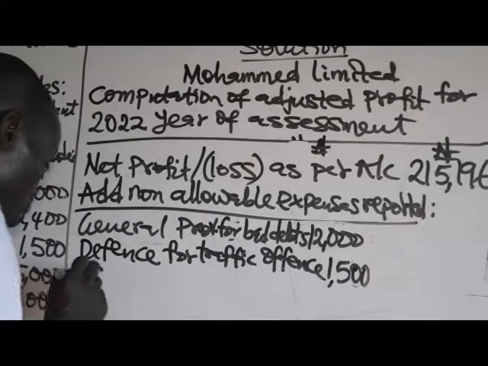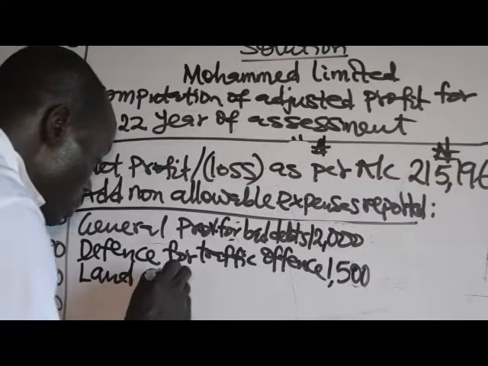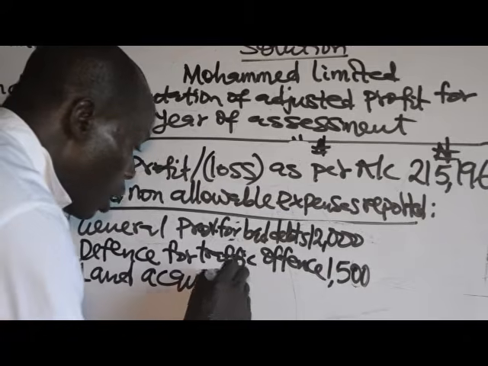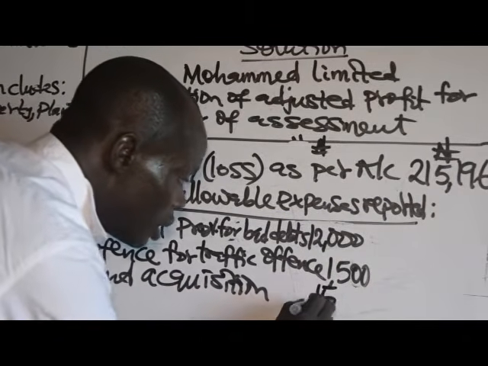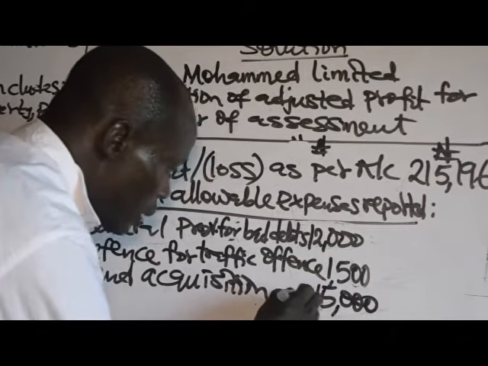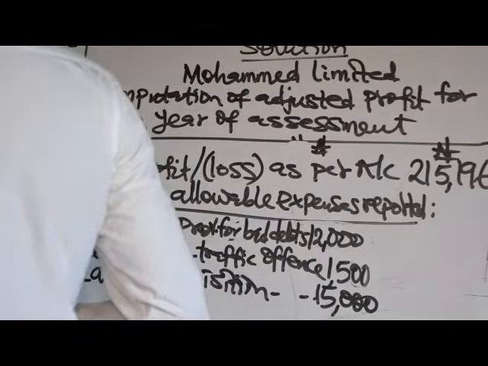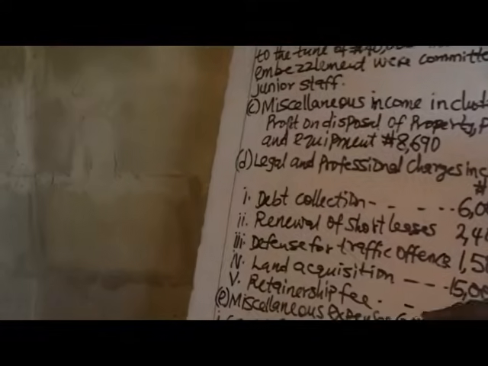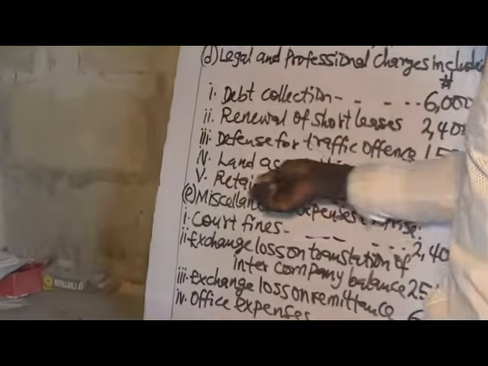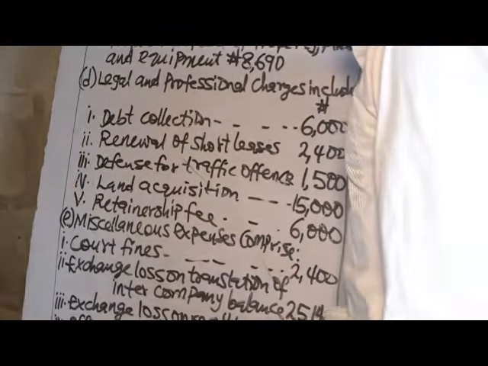Land acquisition of 15,000 naira. Then we also have retainership fees. Retainership fees is allowable. So allowable expenses reported in the account, that should be ignored.